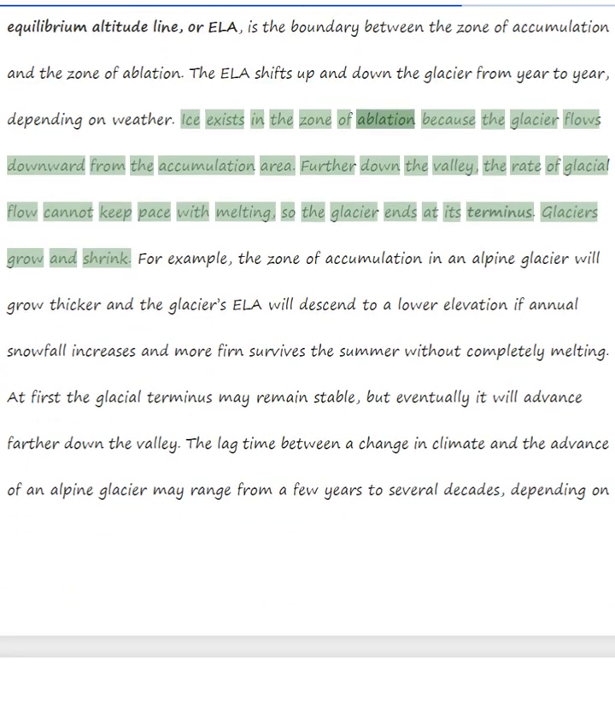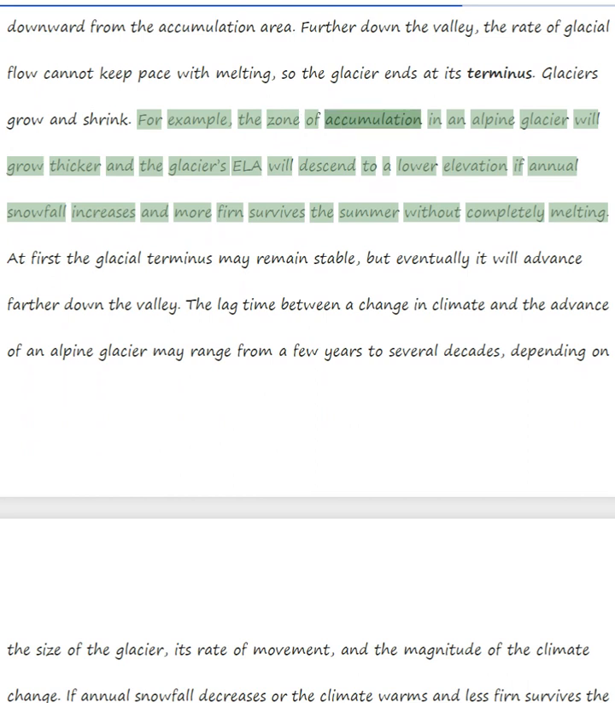Ice exists in the zone of ablation because the glacier flows downward from the accumulation area. Further down the valley, the rate of glacial flow cannot keep pace with melting, so the glacier ends at its terminus. Glaciers grow and shrink. For example, the zone of accumulation in an alpine glacier will grow thicker and the glacier's ELA will descend to a lower elevation if annual snowfall increases and more firn survives the summer without completely melting.